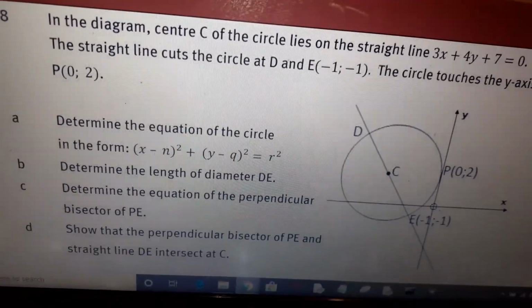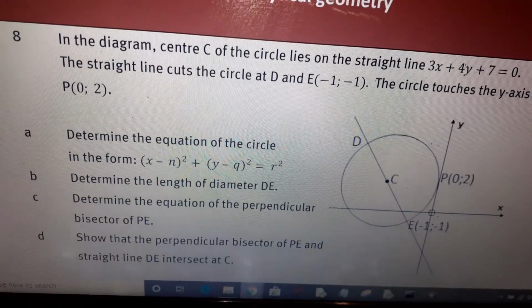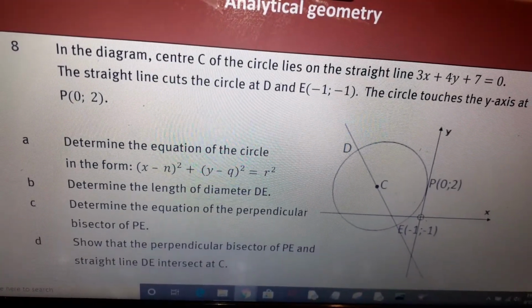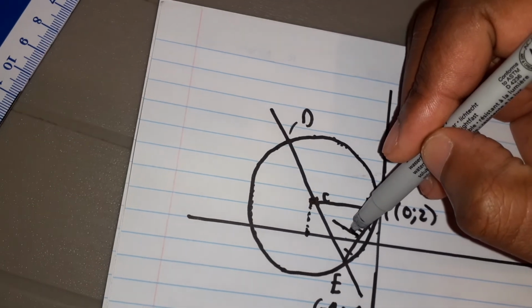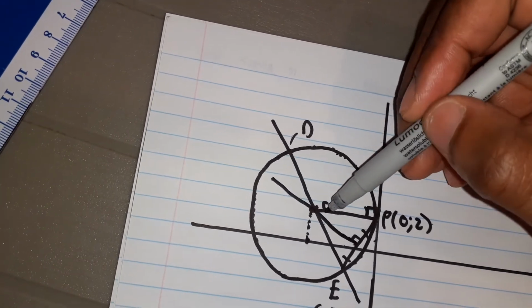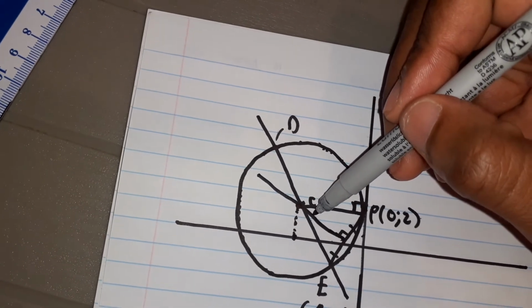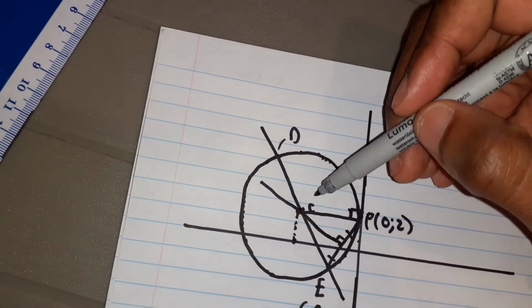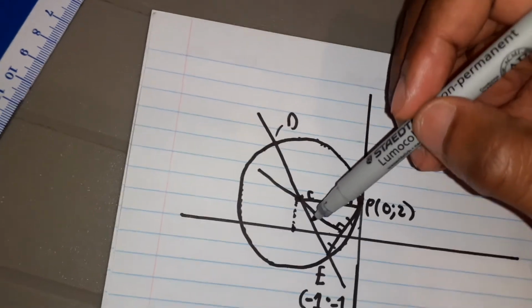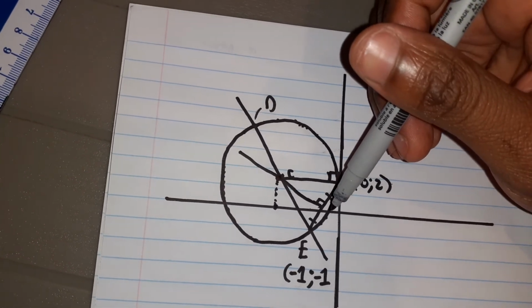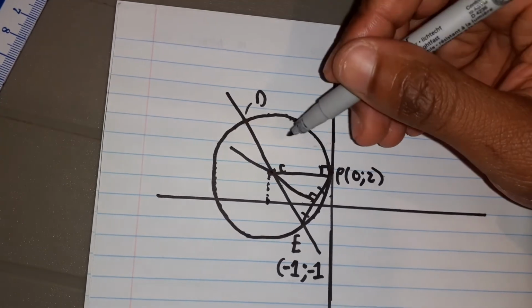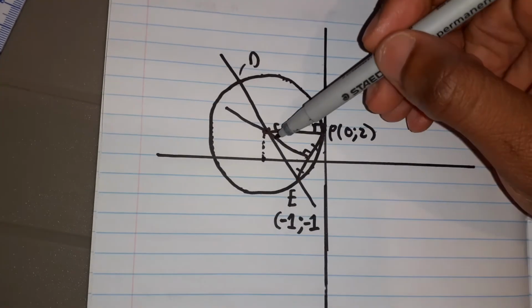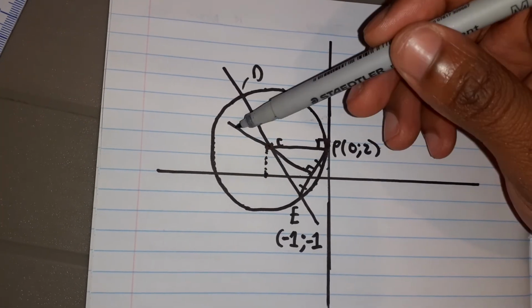Now we have to show that the perpendicular bisector of PE and the straight line DE intersect at C. When two lines intersect at a certain point, the perpendicular bisector of PE and the straight line DE intersect here. At the point of intersection, the two equations are equal to each other. So we can equate the two equations in order to find this point. With the equations, we will come to this point and find the proof.